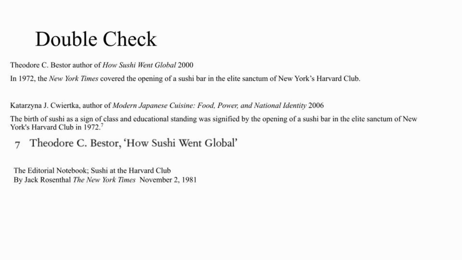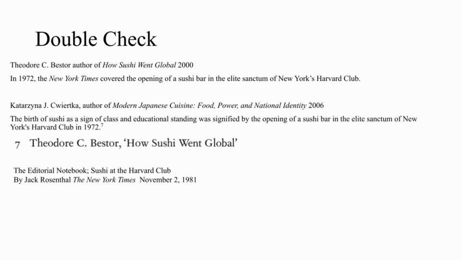In the year 2000, historian Theodore C. Bester wrote an article titled "How Sushi Went Global." In the article, he stated that in 1972, the New York Times covered the opening of a sushi bar in the elite sanctum of New York's Harvard Club. Because of his source, another historian wrote a book titled "Modern Japanese Cuisine, Food Power, and National Identity" in 2006 and cited Bester. You could see she puts the birth of sushi as a sign of class and educational standing, signified by the opening of a sushi bar in the elite sanctum of New York's Harvard Club in 1972. And you can see there's a citation, Theodore C. Bester, How Sushi Went Global.